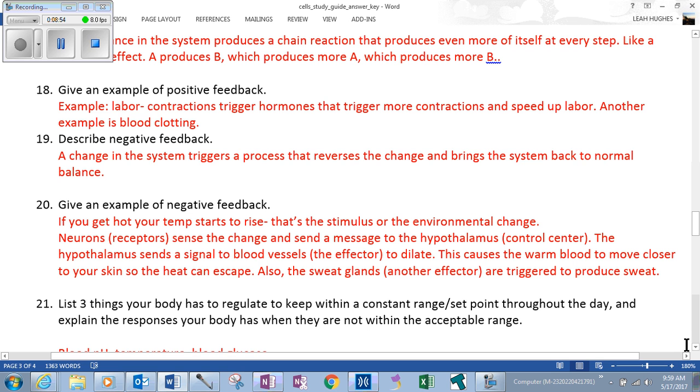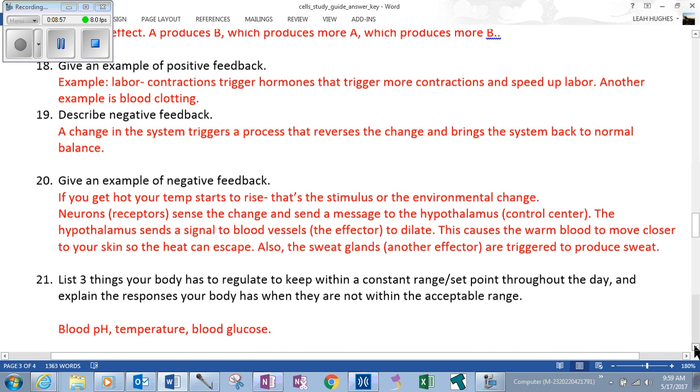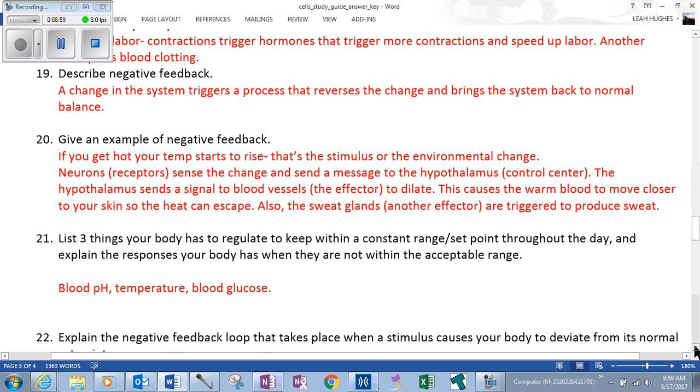Number 19, describe negative feedback. A change in the system triggers a process that reverses the change and brings the system back to normal balance. Number 20, give an example of negative feedback.